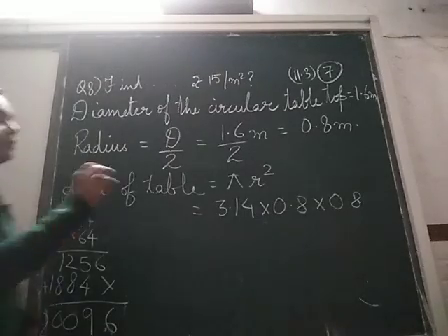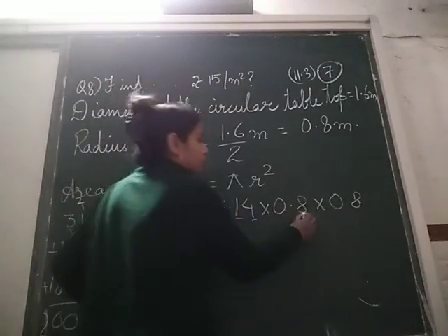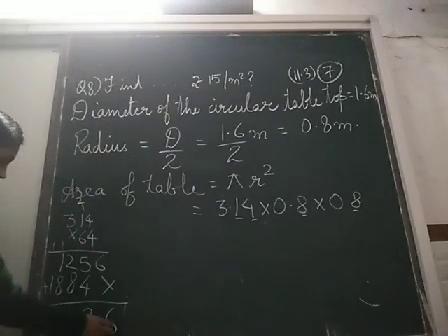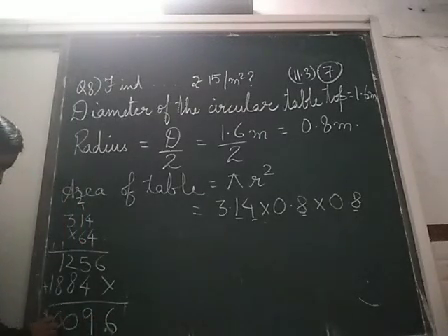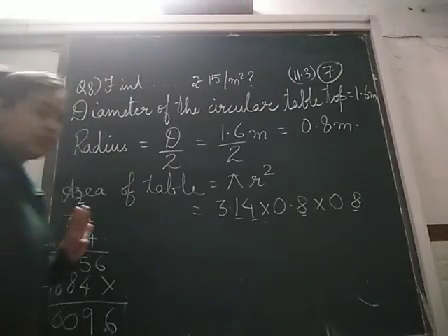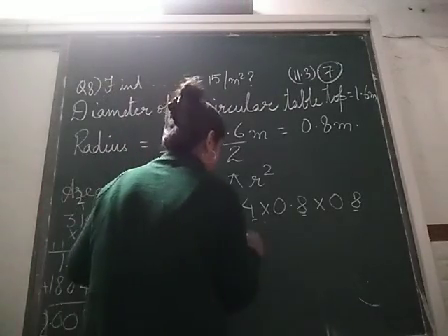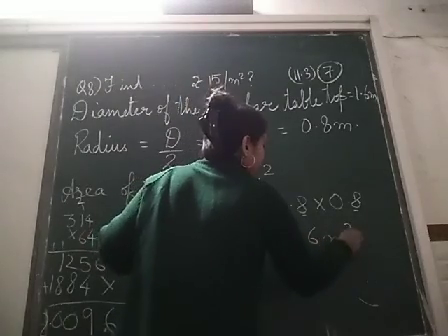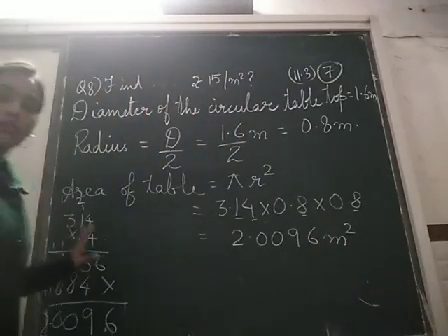So how many decimal places, children? 1, 2, 3, 4. 4 decimal places. So we put the answer also with 4 decimal places. So it is 2.0096 meter square.